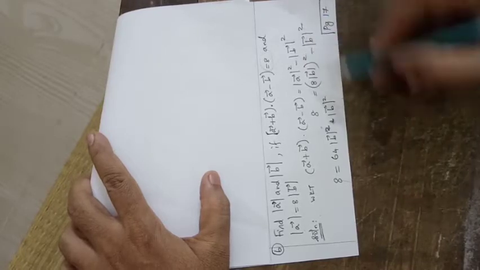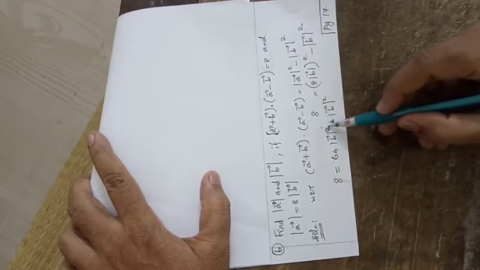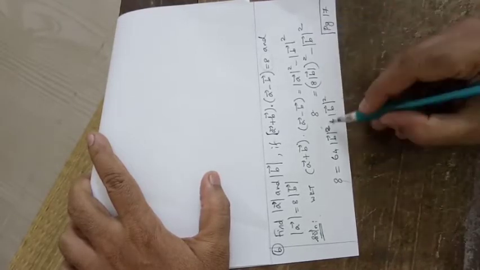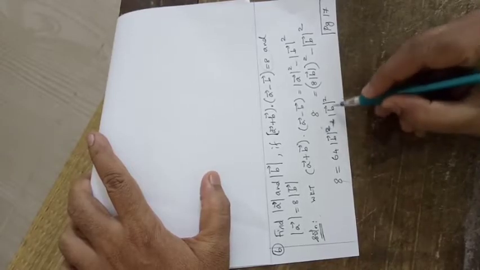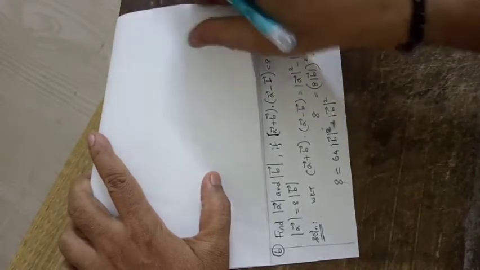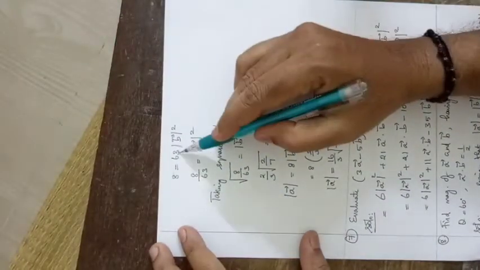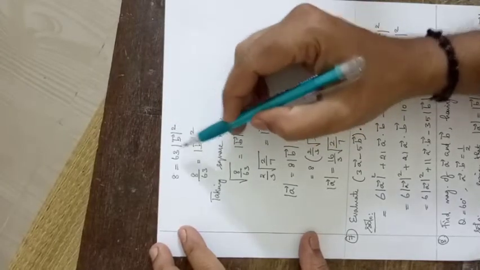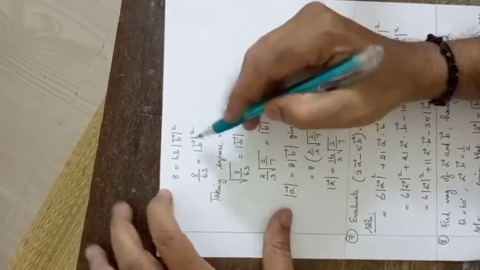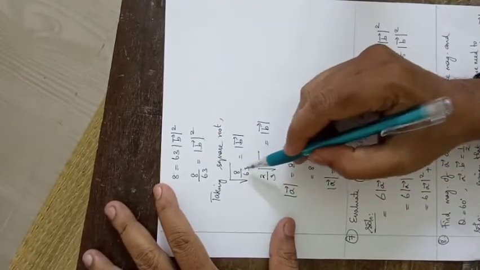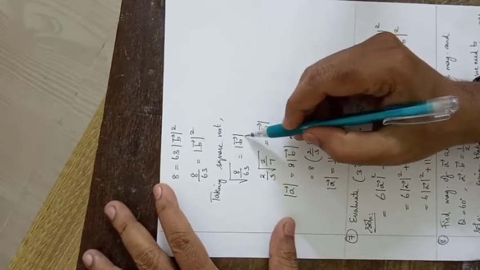So what is 8 square? It is 64 magnitude of B the whole square. So 8 square is 64. 64 B square minus B square. What is 64 minus 1? It is 63. So 63 B square. Can you see this now? 63 magnitude of B square. Now taking 63 to the other side, 8 by 63 equal to magnitude of B the whole square. Now taking square root on both sides, square root of 8 over 63 equal to magnitude of B.